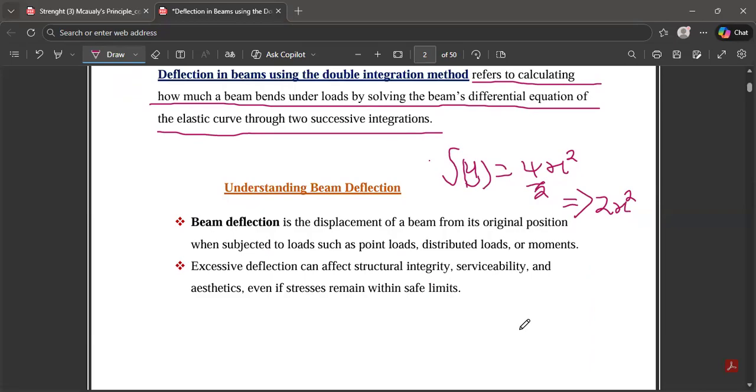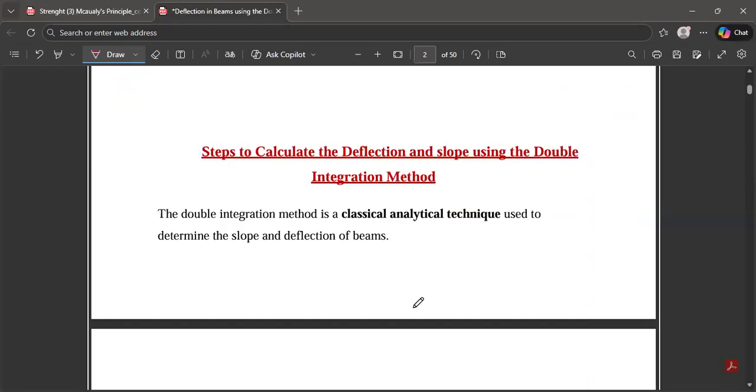Let's look at understanding beam deflection. Beam deflection is the displacement of a beam from its original position, just as I told you earlier, when subjected to load such as point load, distributed load, or even moment. Excessive deflection can affect structural integrity, serviceability, and aesthetics, even if stresses remain within safe limits.